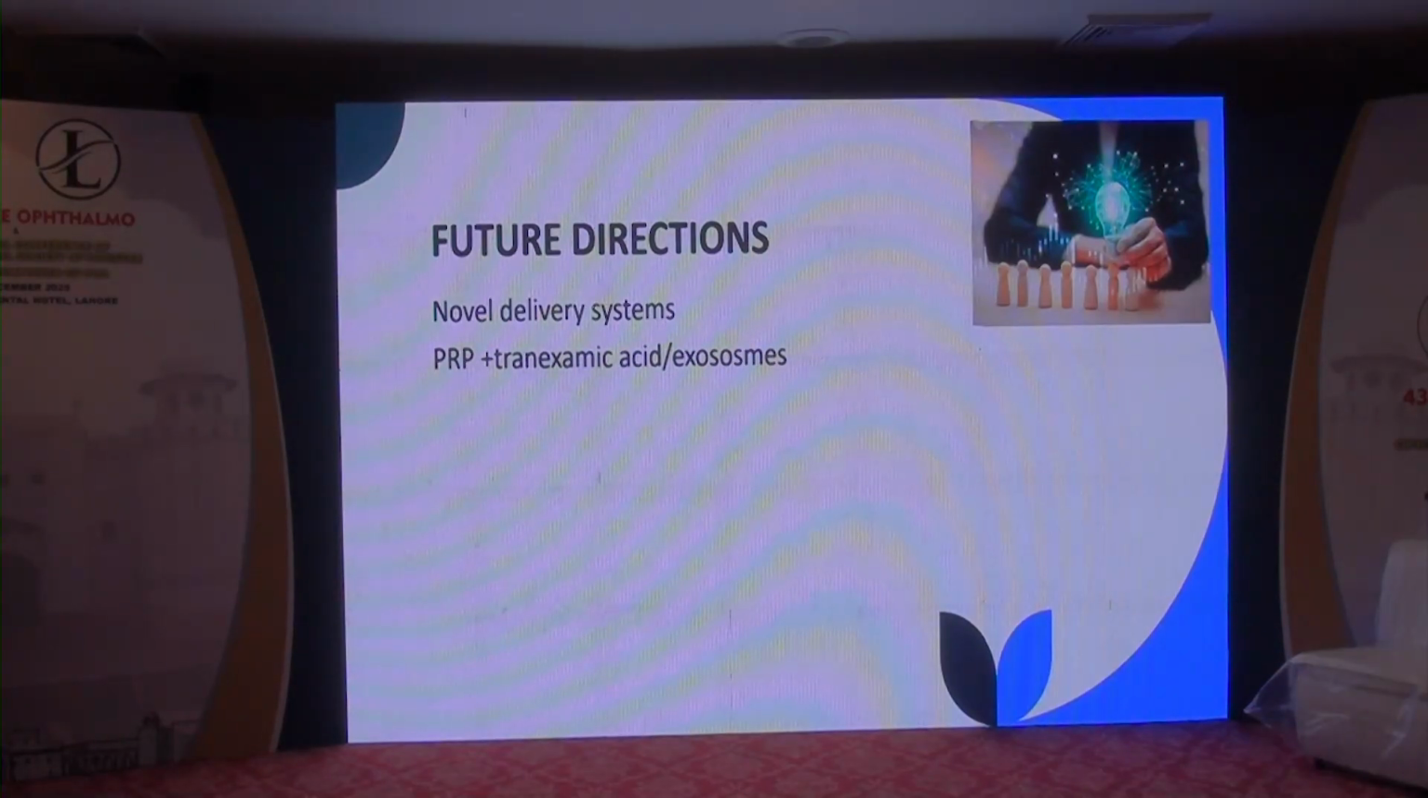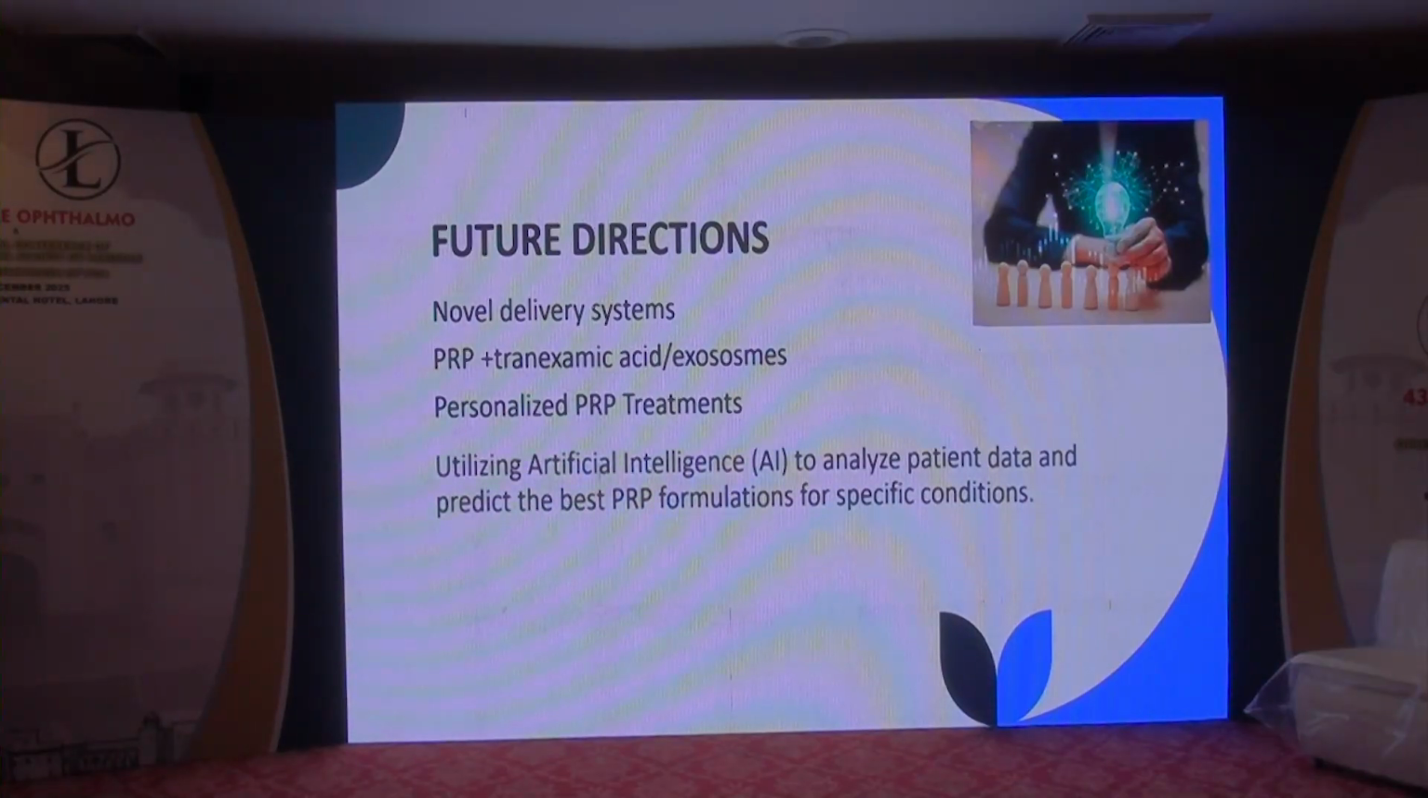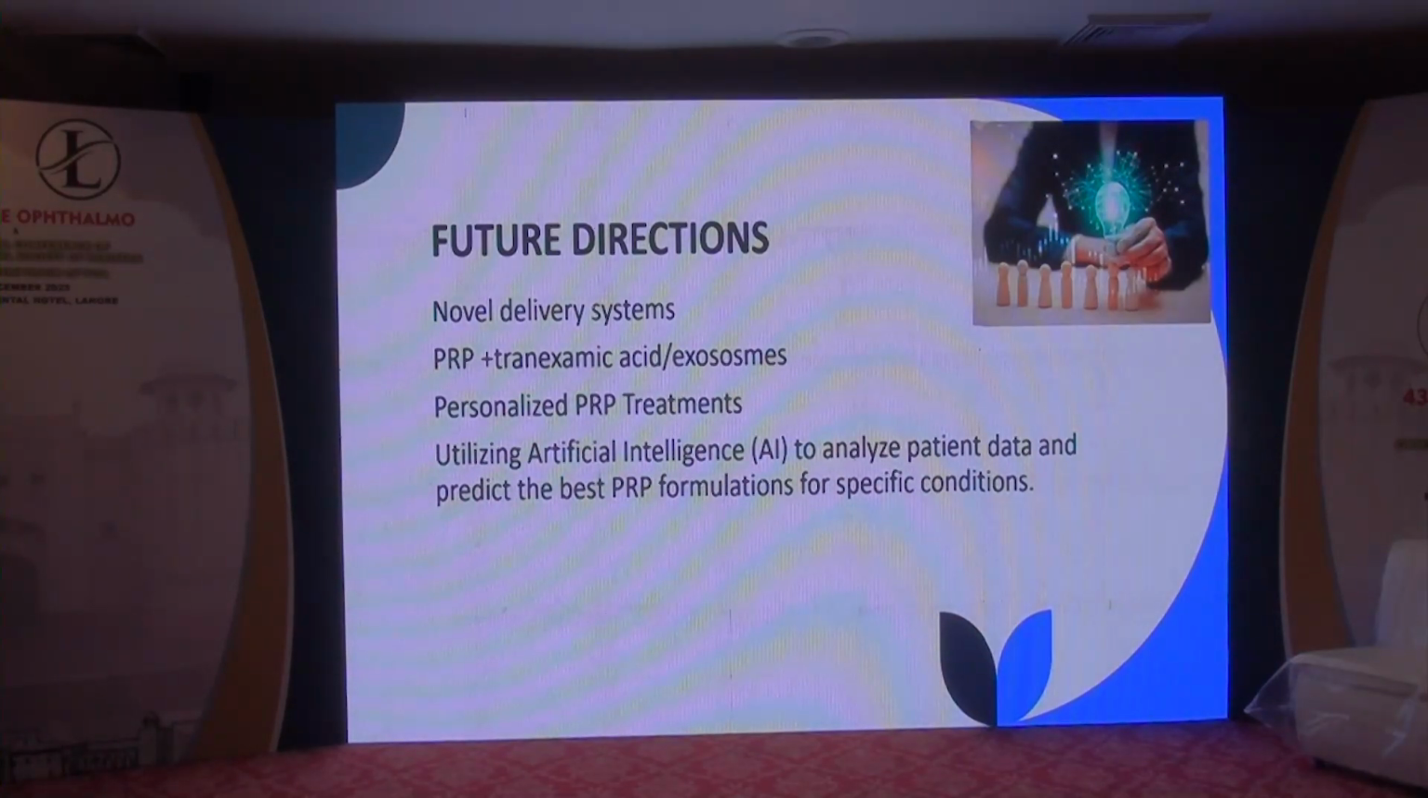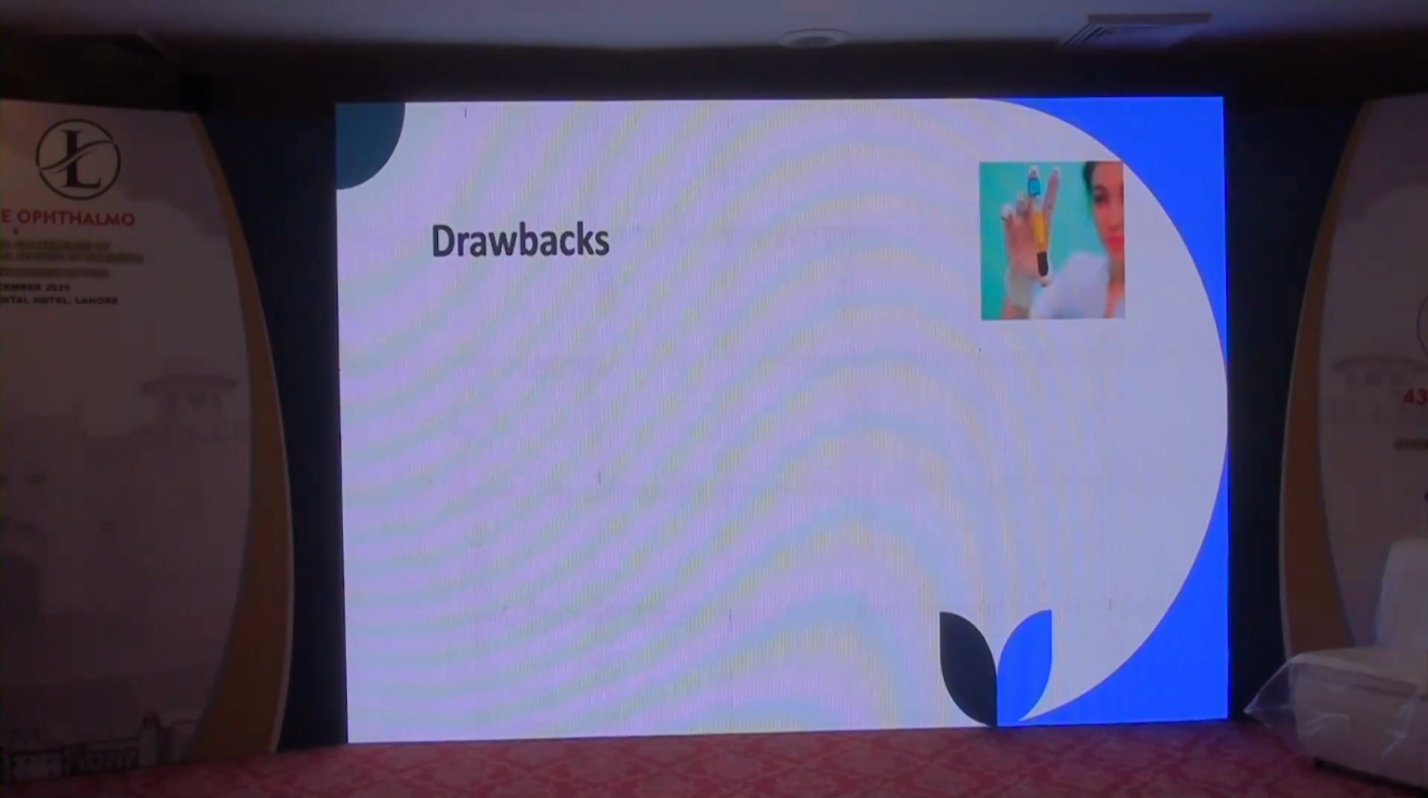The future directions are novel delivery systems. They're making little pellets of PRP which can be placed in the patient's subdermal area, and that can produce sustained release of platelet-rich plasma. PRP plus tranexamic acid and exosomes are being tried for melasma treatment. Personalized PRP treatments are on the way. They want to find out which patient is going to benefit how much from these injections, and that is under process, and utilizing artificial intelligence to analyze patient data and predict the best PRP formulations for specific conditions.